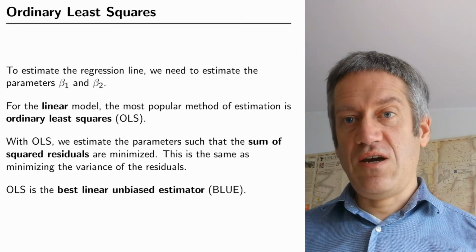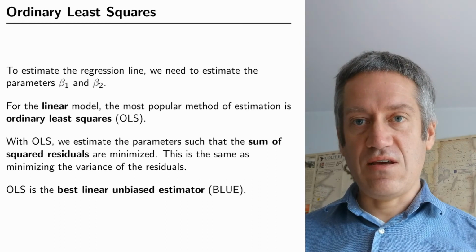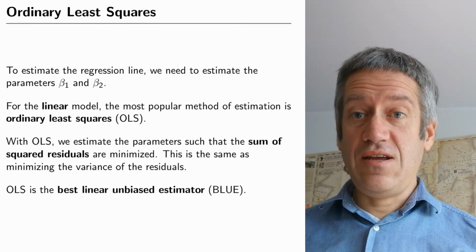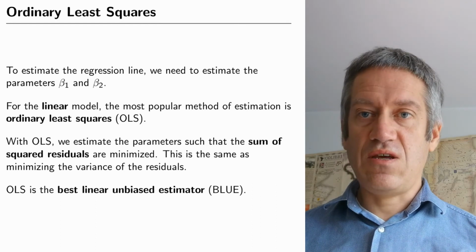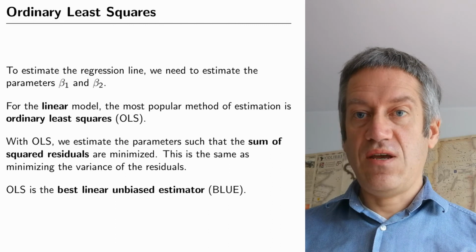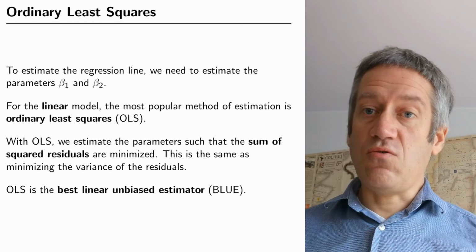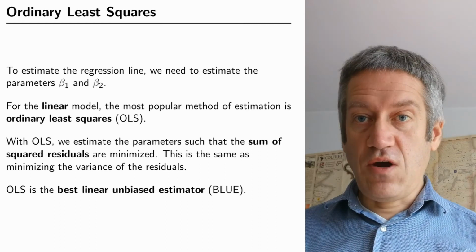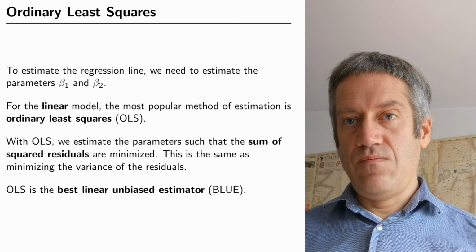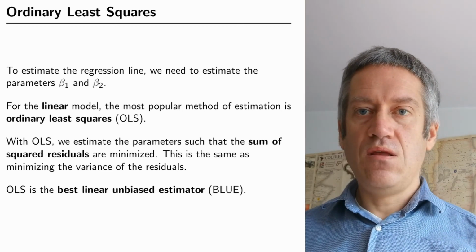And because it's squared, we weigh larger differences more heavily and smaller differences less heavily. So for each point, we can calculate the vertical distance to the line, we can square it, we can then sum all those squared residuals, and that gives us one number, the residual sum of squares. And what ordinary least squares does is try to estimate beta 1 and 2 such that this sum of squared residuals is the lowest possible.